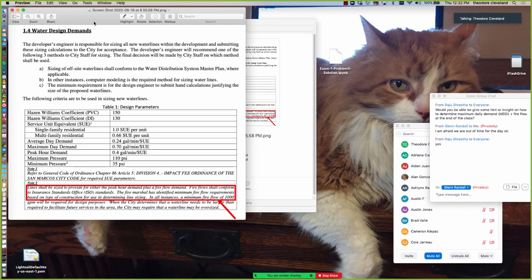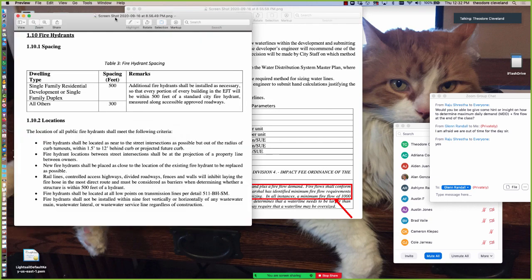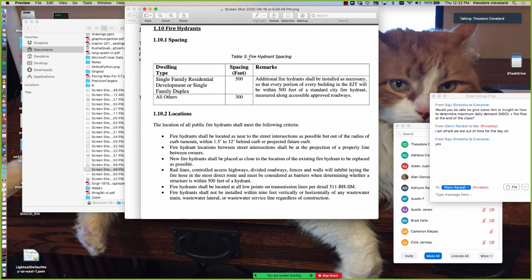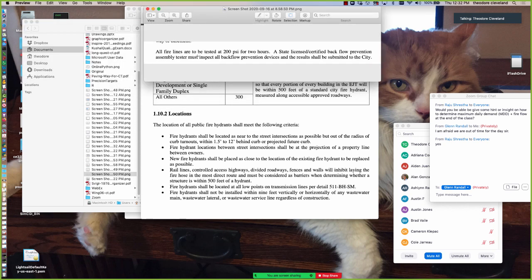So this is out of the San Marcos manual. This gives some guidance on fire flow. Also out of the San Marcos manual, this gives spacing, and I don't think that's a terribly useful table, actually. Also out of the San Marcos manual, it tells you how long a fire is going to be, 2 hours.